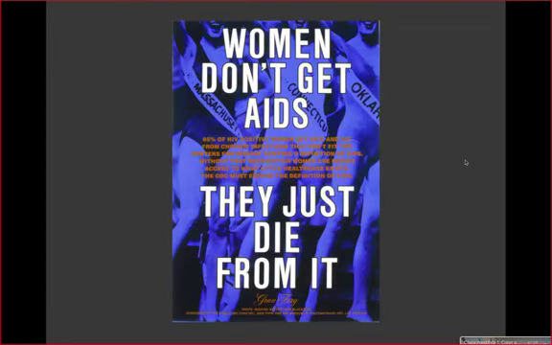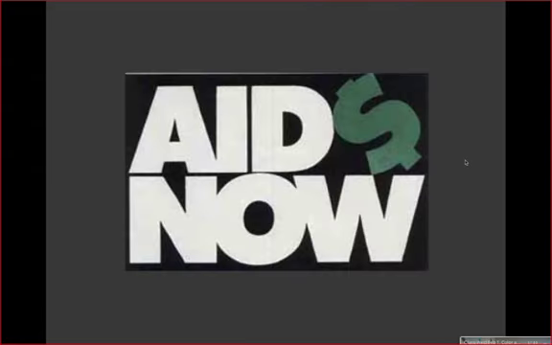This is another very successful poster that they did, because AIDS really was attacking more men than it was women. The focus was primarily on men, but women were catching AIDS, and they were catching AIDS from men. So there was a campaign to incorporate women, to let them know that they can be very much affected by AIDS, as well as men. The idea of needing money for AIDS research was very important.